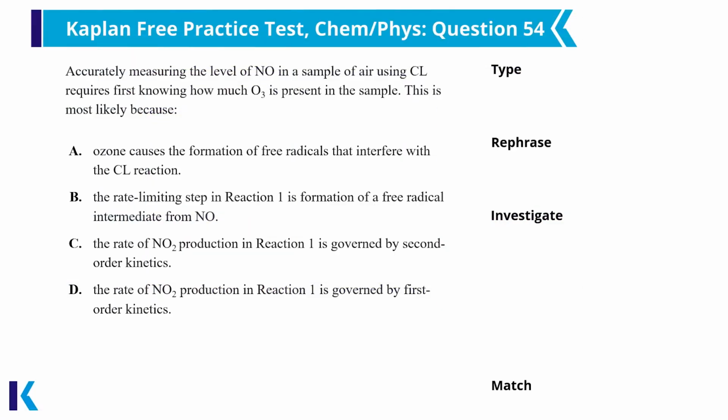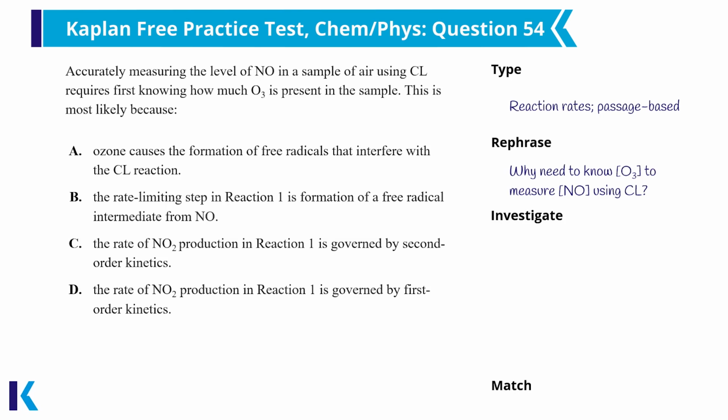Looking over question 54, it's got a really long question stem that seems to reference some passage information, and no real pattern in the answer choices, though I do see the words reaction rate come up a few times. Digging deeper into the question, it's a reasoning question, asking why it's necessary to know the concentration of O3, or ozone, to figure out how much NO there is using chemiluminescence.